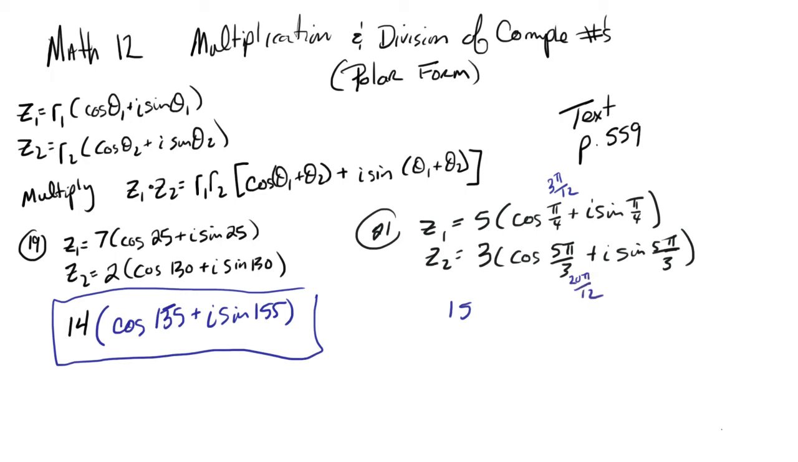Okay. So let's try this. So outside, 5 times 3 is 15. And I'm going to add the two angles. So it'll be cosine of 23 pi over 12. Add the angles. Plus I sine 23 pi over 12. And that's how we multiply. Let's try some division.